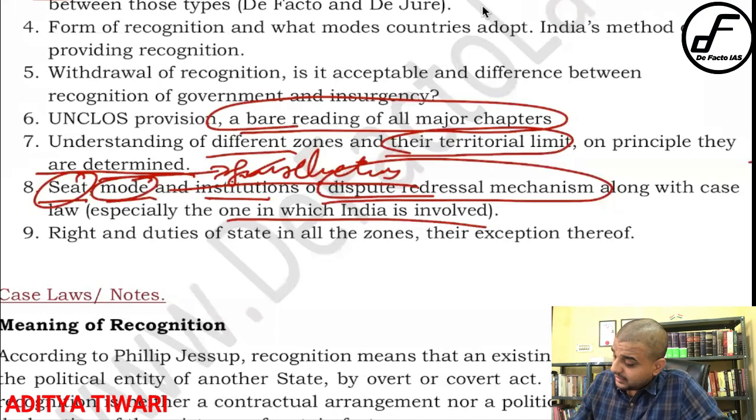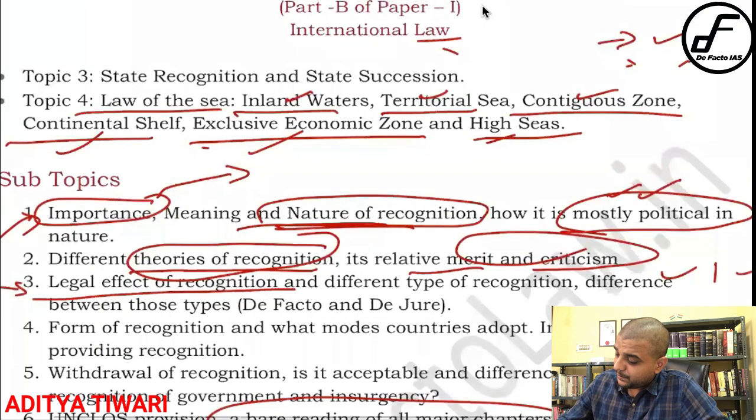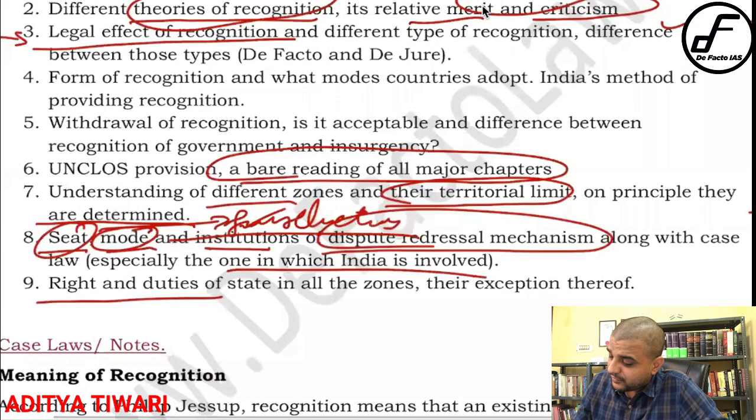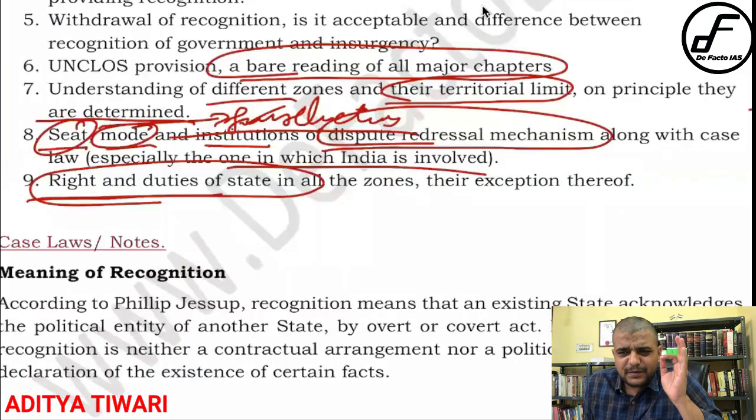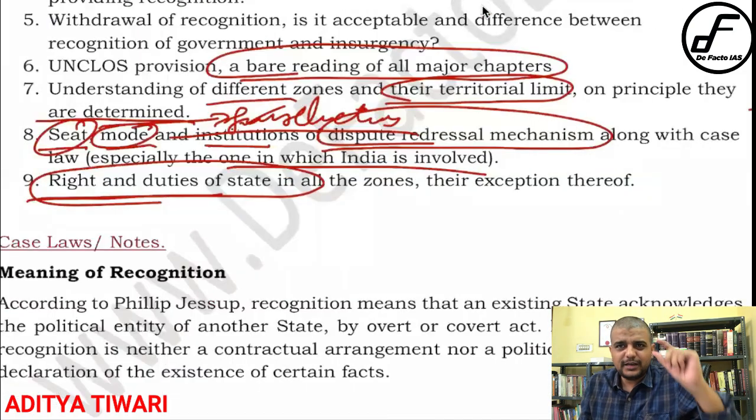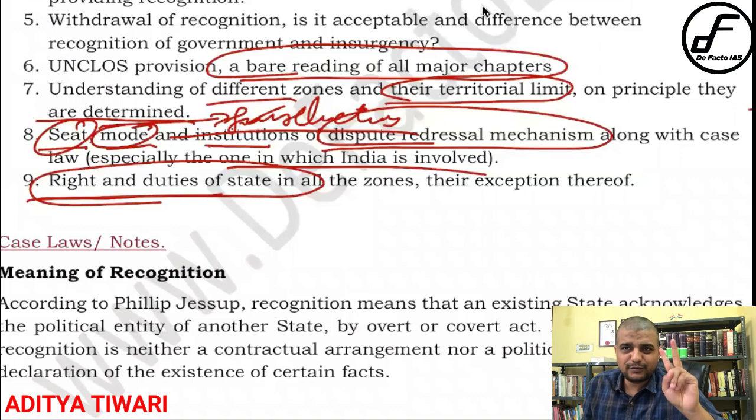Then the last thing that you need to study in these areas, right? In all these five, inland waters, territorial sea and so on, what will you read? Rights and duties of all the states, right? Be very specific. Make notes, and in them write: territorial sea, rights and duties of two types of state.